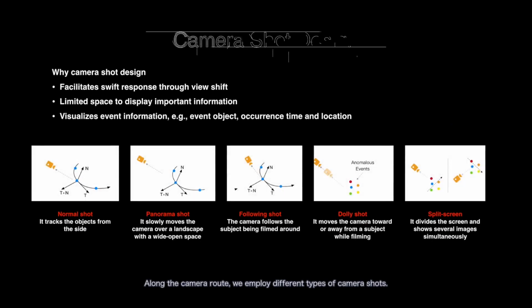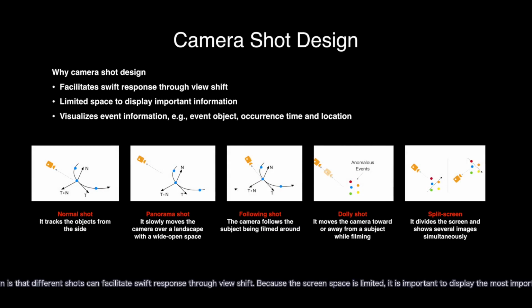Along the camera route, we use different types of camera shots. The reason is that different shots can facilitate swift response through view shift. Because the screen space is very limited, it's important to display the most important scene. Also, different camera shots can visualize different event information such as event object, occurrence time, and location.